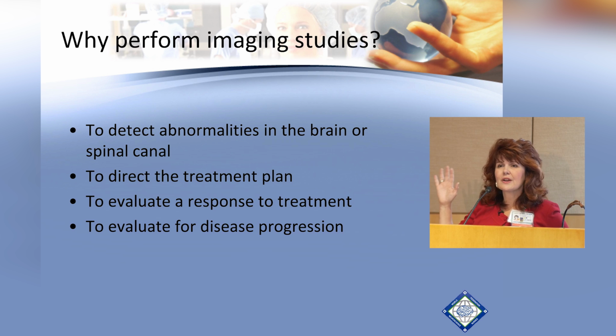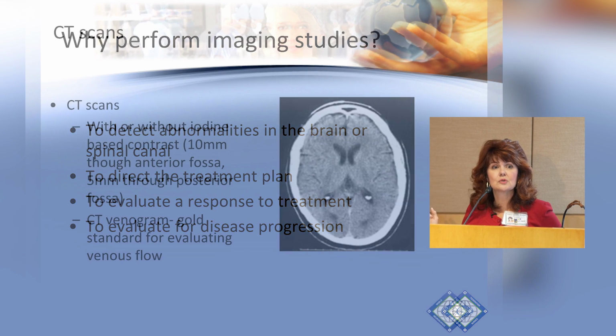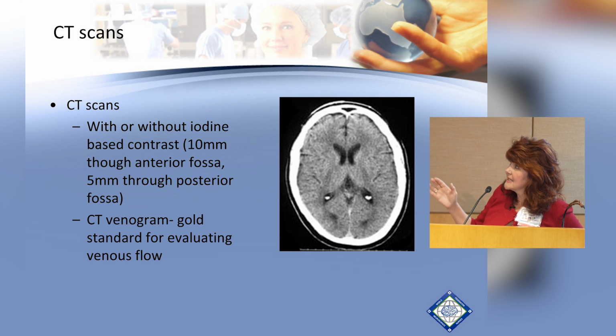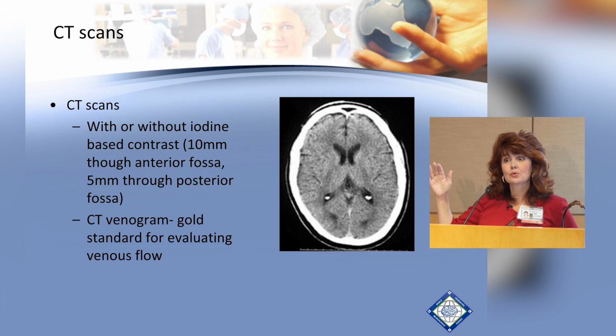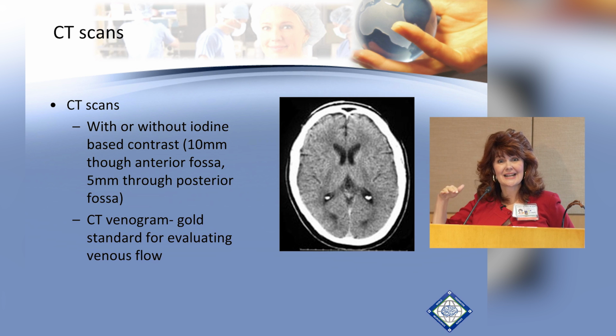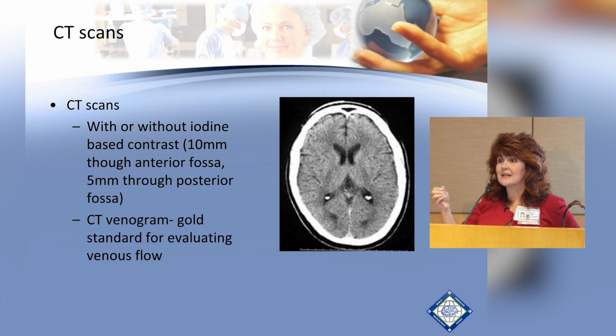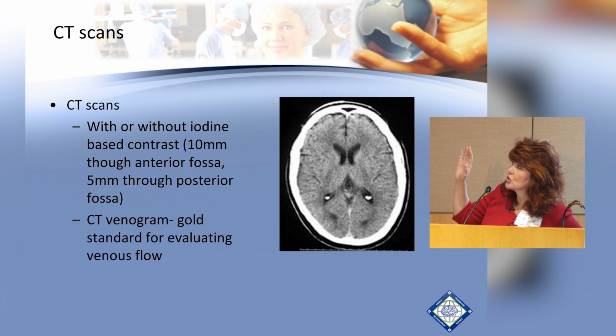I'm going to start with one of the most common imaging studies we do, which is CT scanning. CT scans are typically done with or without an iodine-based contrast. So that's important when we ask you, is a patient allergic to iodine? Because we're worried about that contrast agent that we're going to give them. We also ask you about renal function because the kidneys can take a hit with iodine-based contrast. So it's great for things that are super obvious.